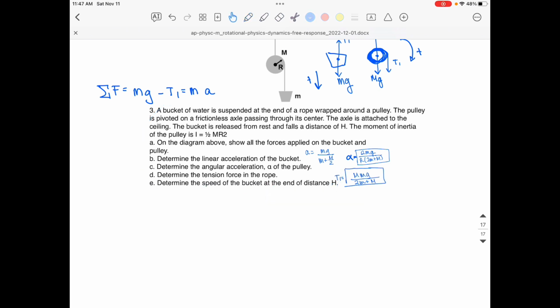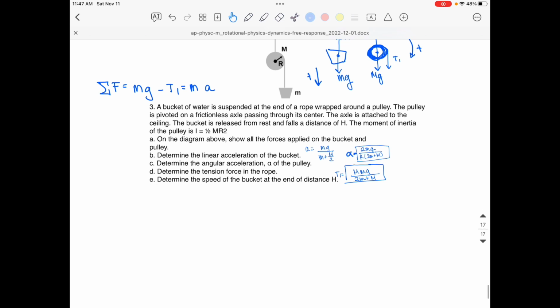All right, so the next step is to find the speed of the bucket at the end of distance h. This one I can tell right off the bat is going to be a kinematic problem. My speed that I'm solving for, we'll just call it V final, is equal to V. And then V initial is equal to 0 because it starts at rest. My distance, delta y, is equal to h.